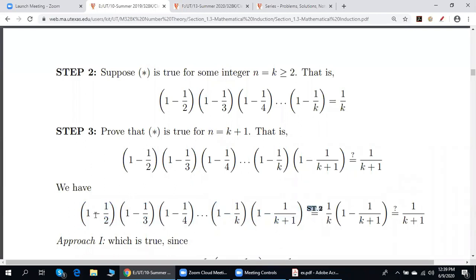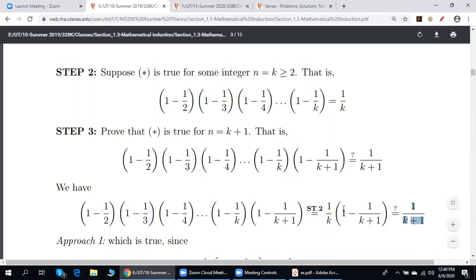By step 2, the product of these terms, which is over here, is equal to 1 over k. So we replace this by 1 over k. We leave this term without change. So what we see in front of us here is the whole left-hand side. But left-hand side should be equal to the right-hand side. So we still put here question mark and copy the right-hand side. We want to prove that this is identically equal to this.